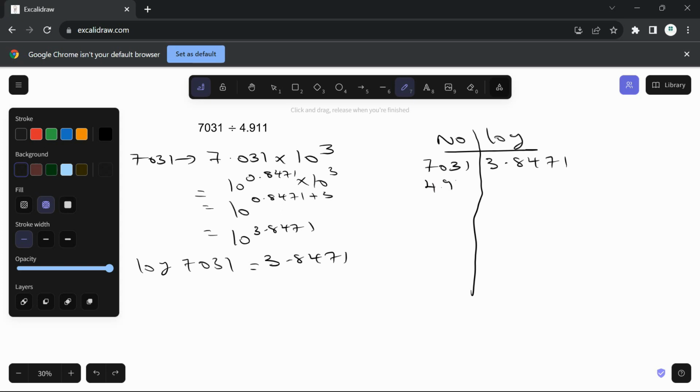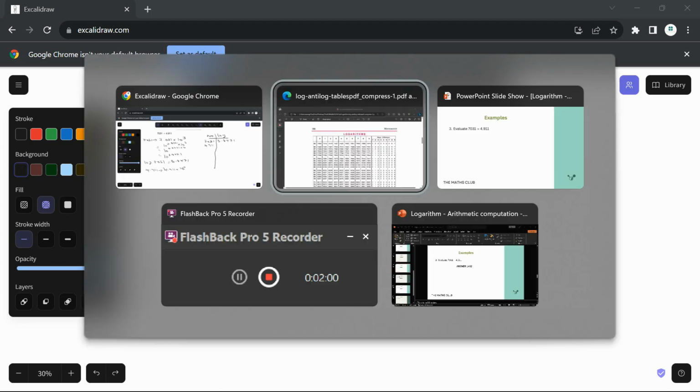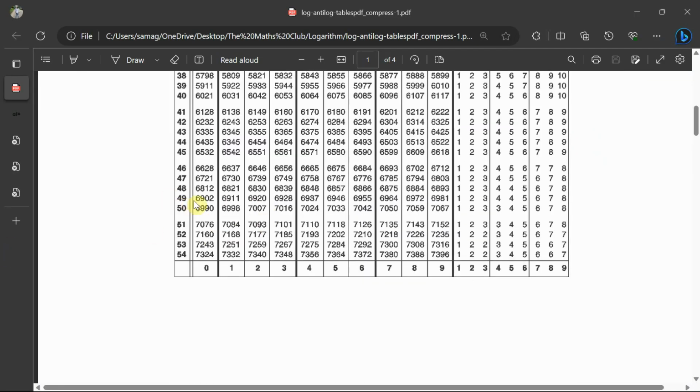Now the next one is 4.911. So for 4.911, this is like saying 4.911 times 10 to the power of 0. So we'll go to the logarithm table and find 49 under 1, difference 1. So let's go. 49 under 1, difference 1. Difference 1 is also 1. So that will be 6911 plus 1, which is 6912.